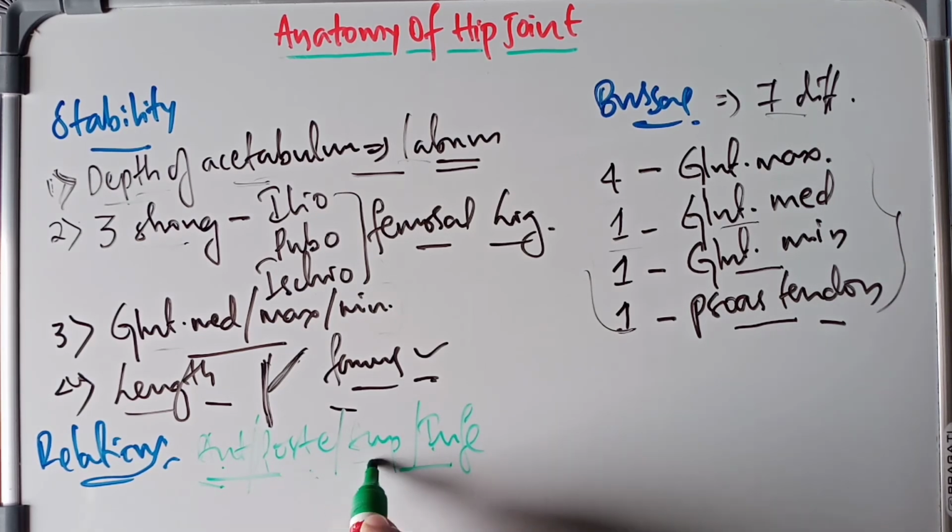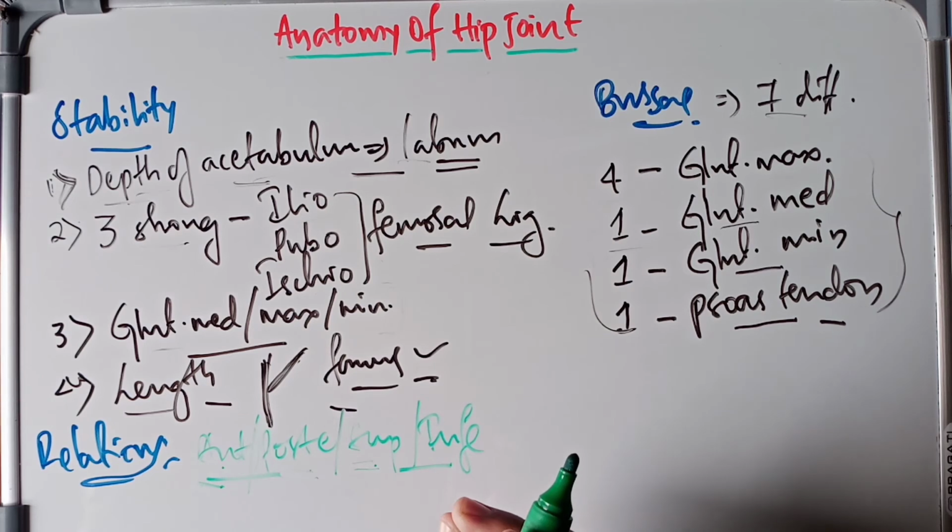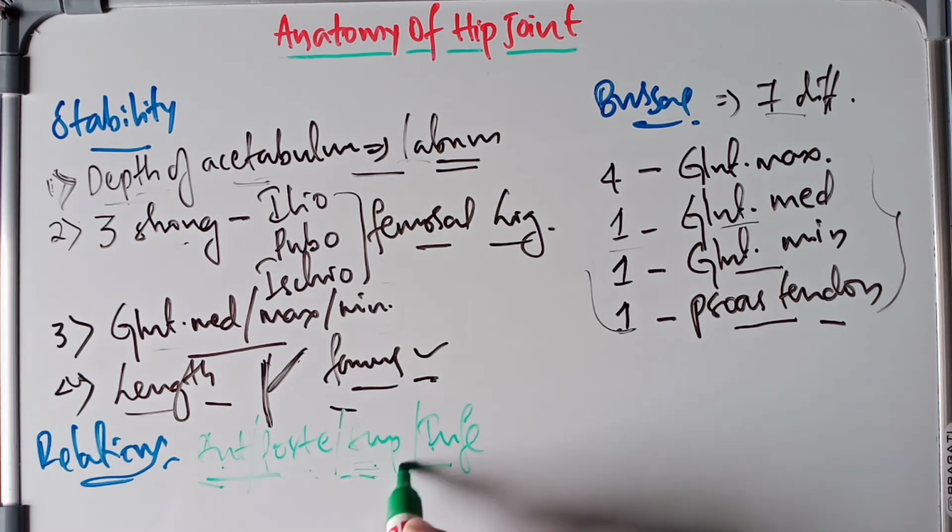When it comes to the superior relations of the hip joint, we have the reflected head of the rectus femoris as well as the gluteus minimus, gluteus medius and the gluteus maximus muscles. They form the superior relations of the hip joint. When it comes to the inferior relations, we have the pectineus as well as the obturator externus. So these are the different relations of the hip joint.